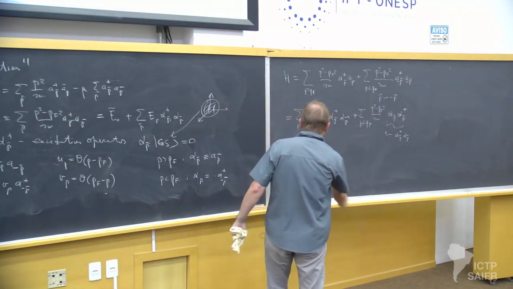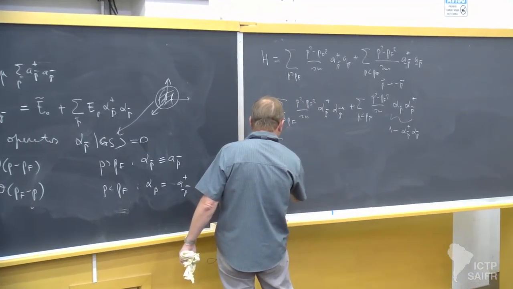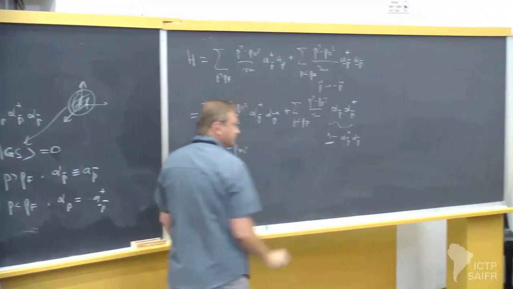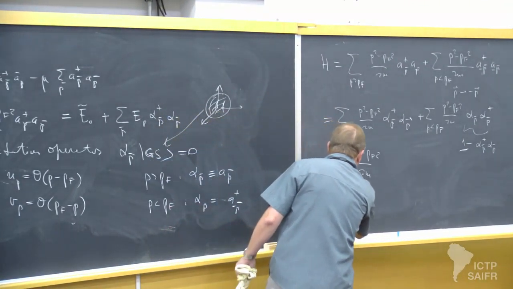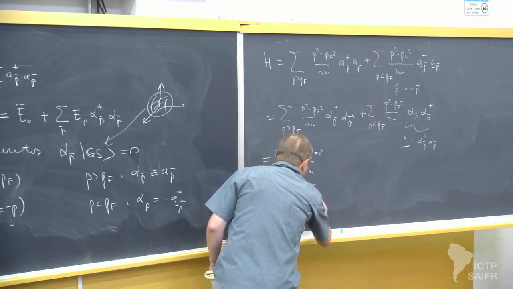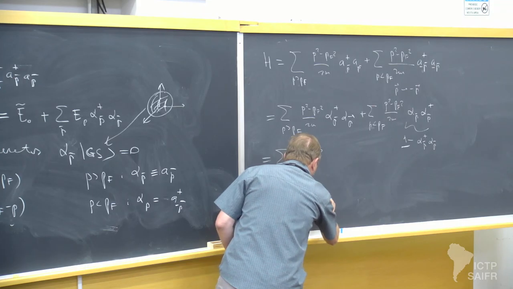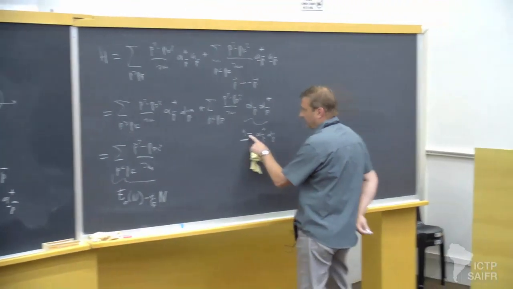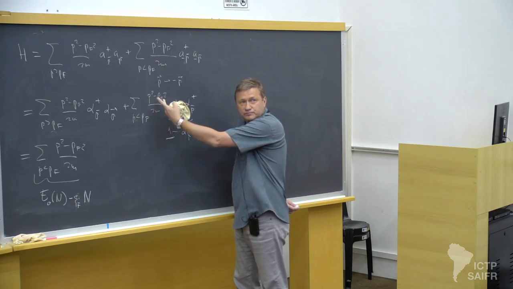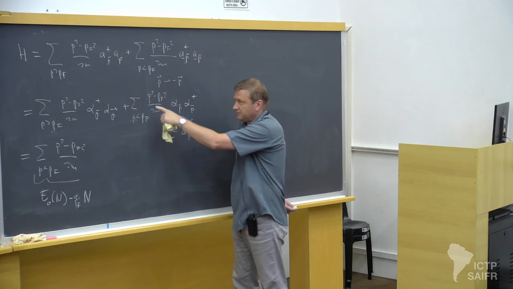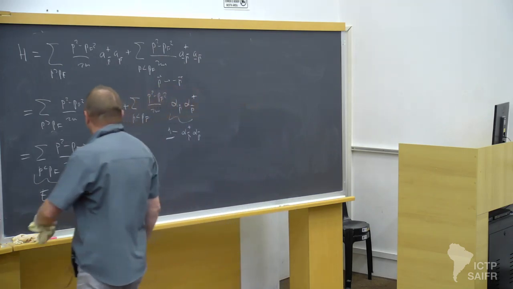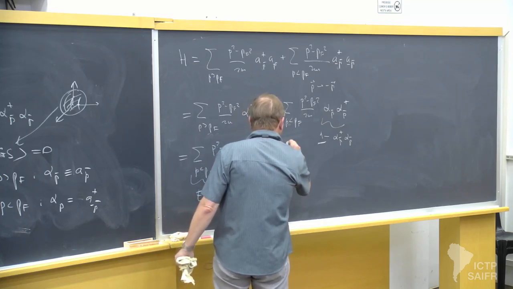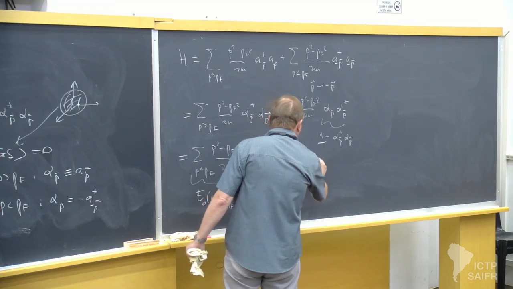So what I get is some constant, which is a sum over p less than pf, p squared minus pf squared over 2m. That's this unity. Now this is exactly energy zero of the n particles, minus mu n, epsilon Fermi n. This is just this constant. And the rest, you see this minus, I can put in here and reverse, so I have pf squared minus p squared. That means I can combine both terms, writing the sum over p of modulus p squared minus pf squared over 2m, alpha p dagger alpha p.